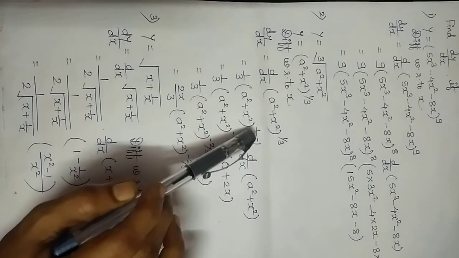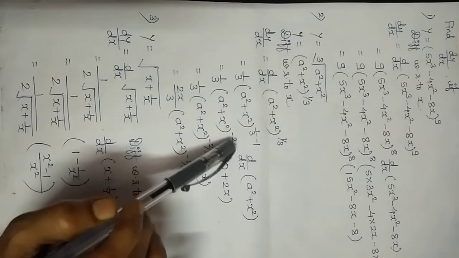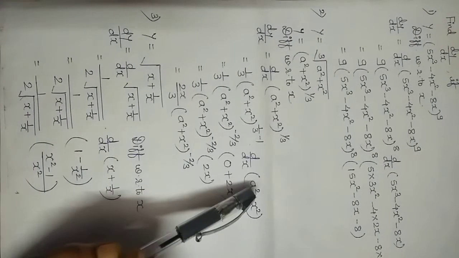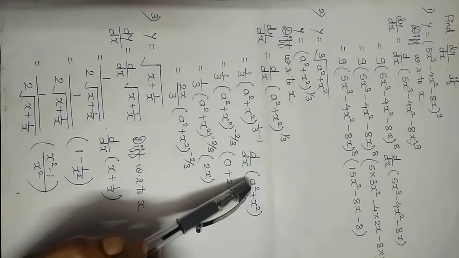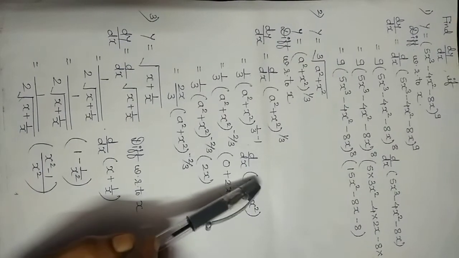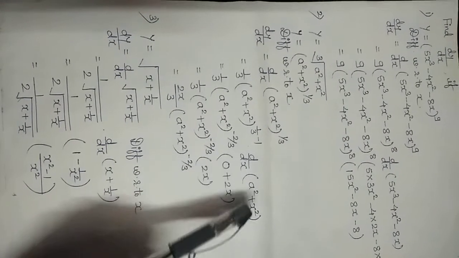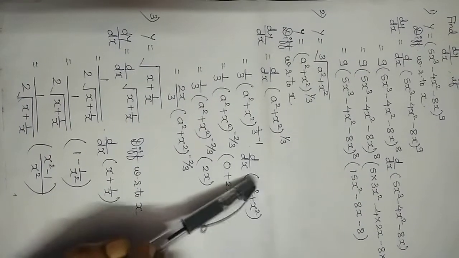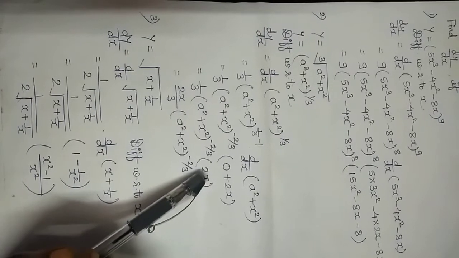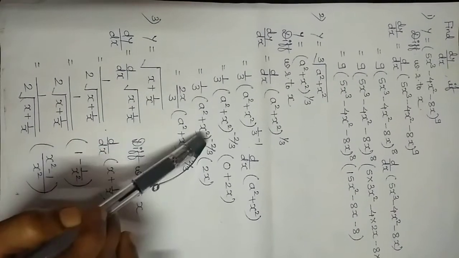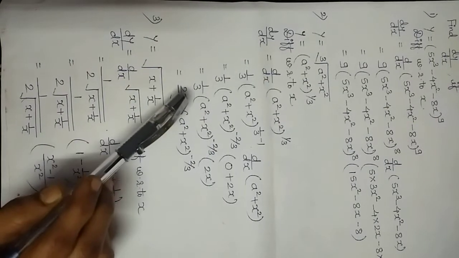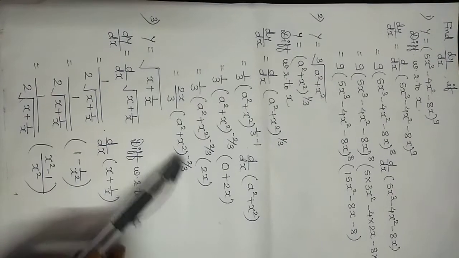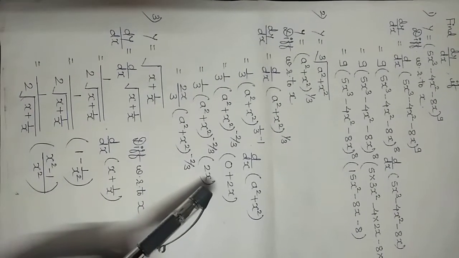Now simplifying this fraction we will get minus 2 by 3 as the power. Derivative of a square is 0 because no x term is present, so a square is a constant and derivative of a constant is 0, and derivative of x square is 2x. So by taking the derivative of this bracket we will get 2x, and the starting term will be as it is. So the final answer we can write as 2x upon 3 into (a square plus x square) the bracket raised to minus 2 by 3.